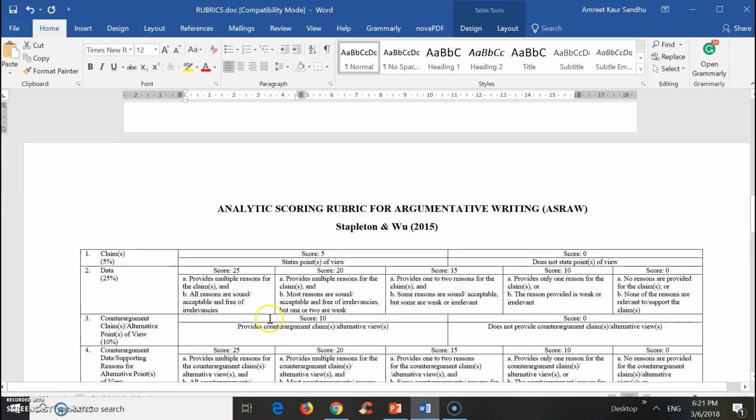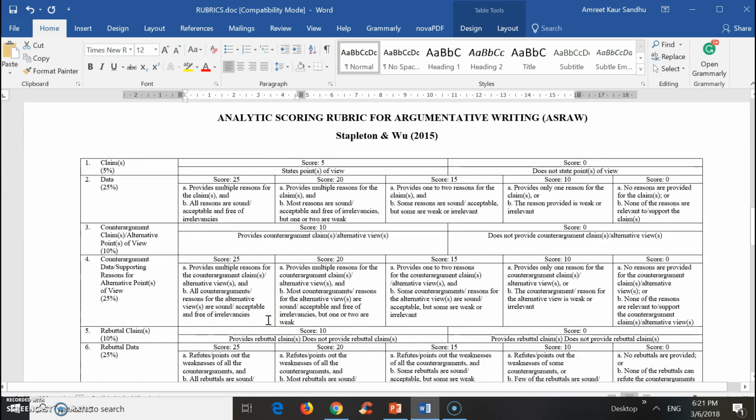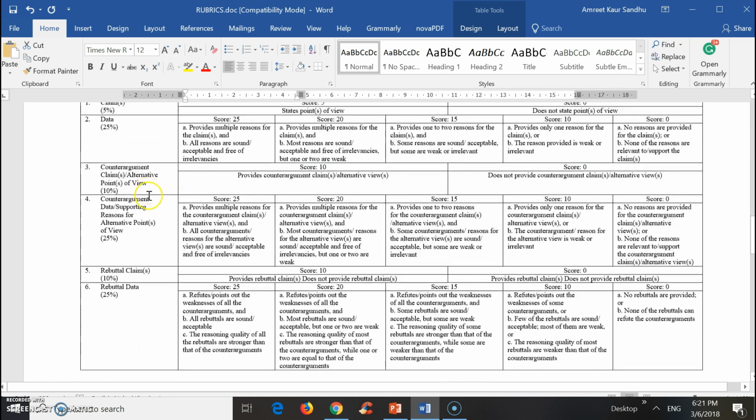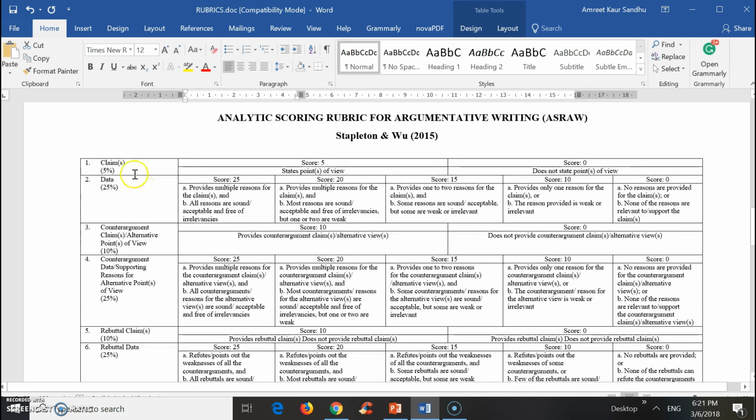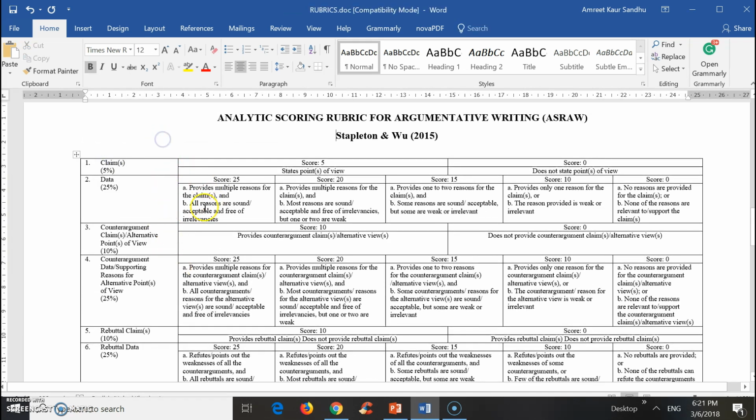Now, the second rubric is the analytic scoring rubric for argumentative writing. Here you will look into 6 aspects. The first is your claim, whether you have a claim and how many claims there are. The score is 5. If you don't even state any point of view, then you get no marks. So claim is 5%.